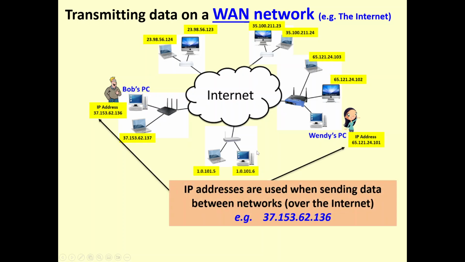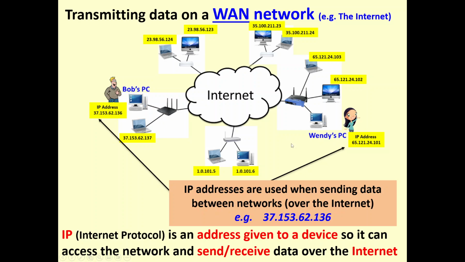So every single device that's connected to a network has to have an IP address so that it can be found and connected and transmitted on a network. So an address given to a device so it can access the network and send and receive data over the WAN, over the internet. IP address.